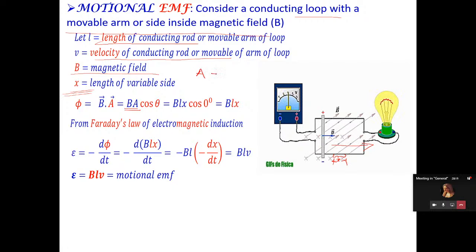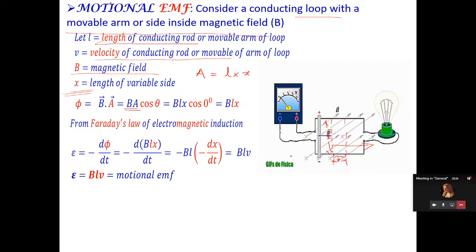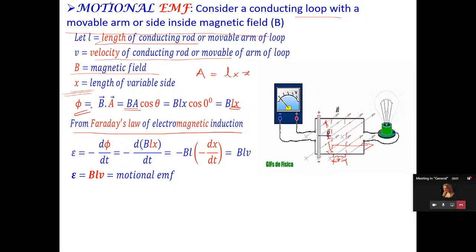So what is A here? A is equal to L multiplied by X. This is L, the length of the conductor, and X is the small distance moved by the conductor. So the area changed there is L into X. Then from Faraday's law of electromagnetic induction, E equals negative d phi by dt, that is d by dt of BLx. Phi is equal to B dot A, and that A we converted into L into X.